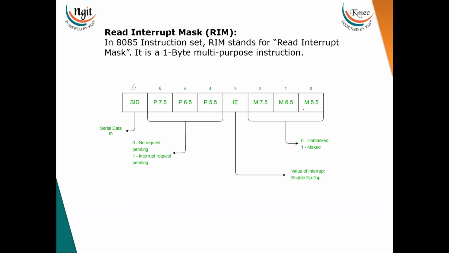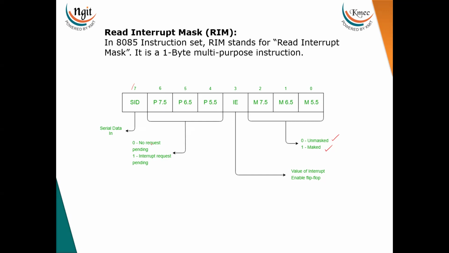Now if you see bits 0 to 2, here whether these interrupts are masked or unmasked, we can read by using these 3 bits. And the interrupt enable can be read by using this IE bit. If any interrupts are generated and not yet serviced by the processor, that is, if they are pending, the pending status can be read by using bits 4, 5, 6. Bit 4 is for RST 5.5, bit 5 is for 6.5, and bit 6 is for 7.5.